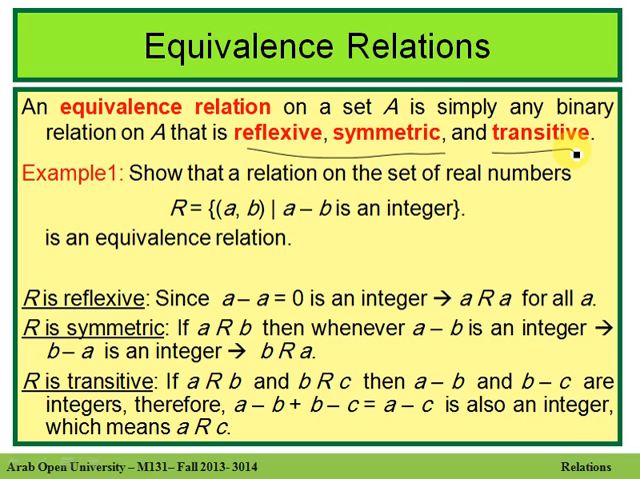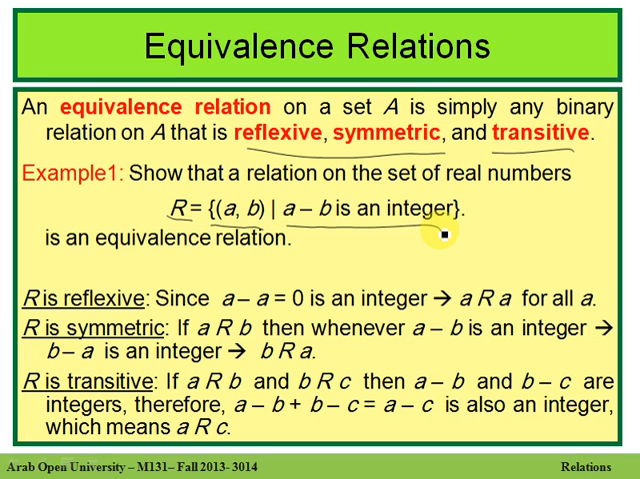For example, consider the relation of (a, b) where a minus b is an integer. For example, if you take 2 and 3, then 2 minus 3 gives minus 1, which is also an integer. Or you take 3 and 2: 3 minus 2 is 1, which is also an integer. So it should satisfy this condition.